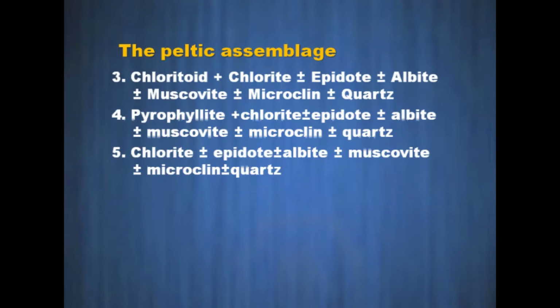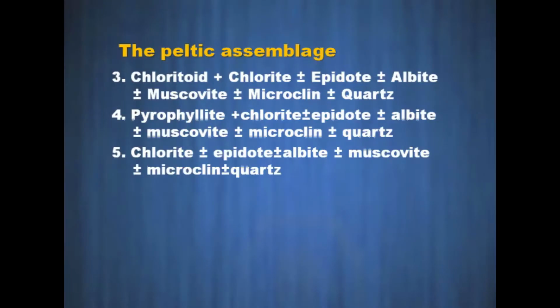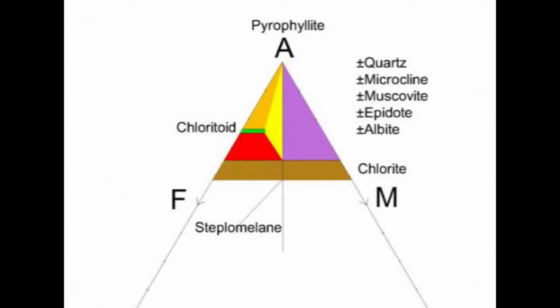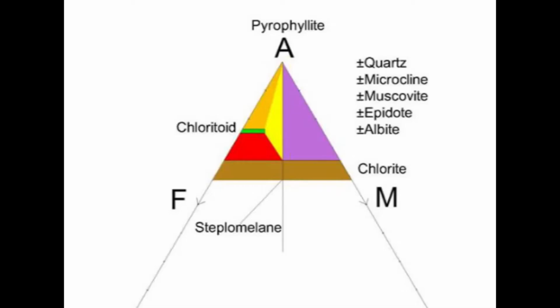Third assemblage is your chloritite: chlorite plus or minus epidote plus or minus albite plus or minus muscovite plus or minus microcline plus or minus quartz. This may be phyllite and schist depending upon the structure. Fourth assemblage is your pyrophyllite plus chlorite plus or minus epidote plus or minus albite plus or minus muscovite, microcline and quartz, may be phyllite and schist. Fifth is your chlorite, epidote, albite, muscovite, microcline, quartz, may be phyllite or schist.